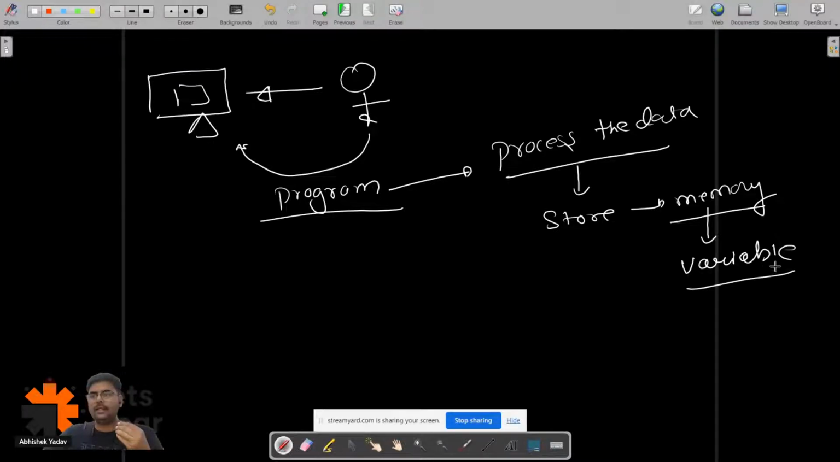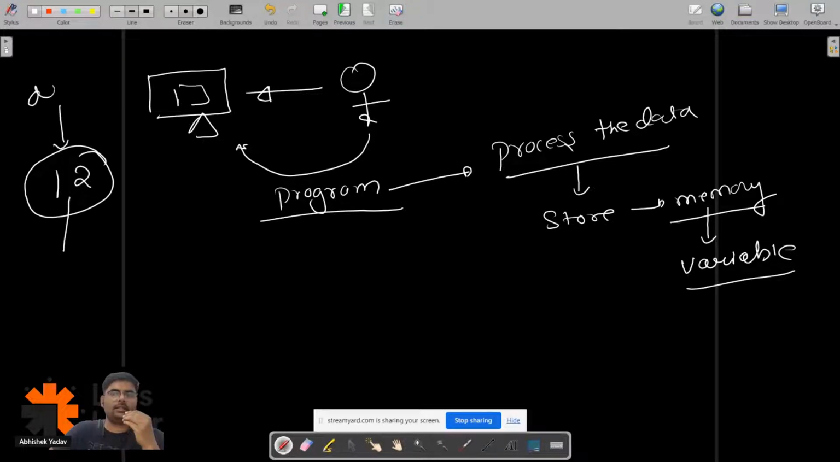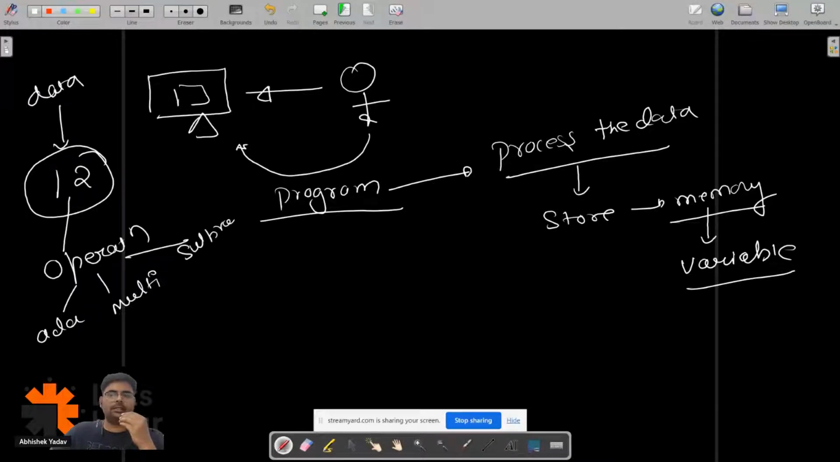Okay, everyone. Here we are saying that we have to process the data. Let's assume I have to process the data 12, and on this data 12, I have to perform some operations, that is addition, multiplication, subtraction. There can be a lot of operations. So I have to store the data somewhere, right? And how can I do that? With the help of a variable.